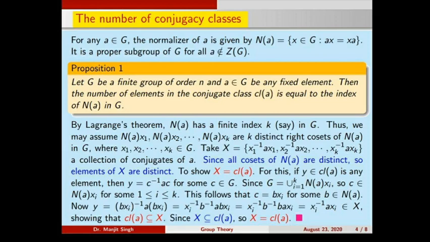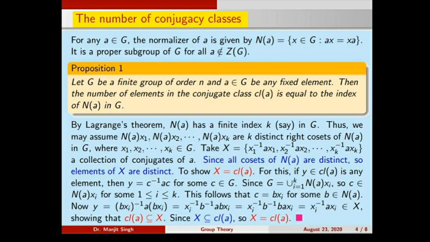So we claim that X is in fact the class of A. For this we will prove X contains class of A and class of A contains X. First of all we will prove that class of A is contained in X. Let Y be any element of class of A, then Y is a conjugate of A. So there exists an element C belonging to G such that Y equals C inverse A C.